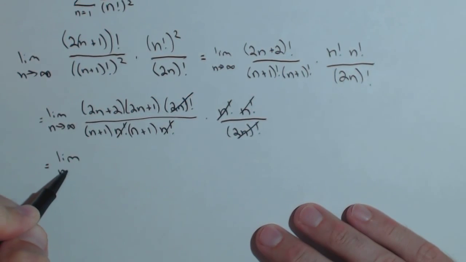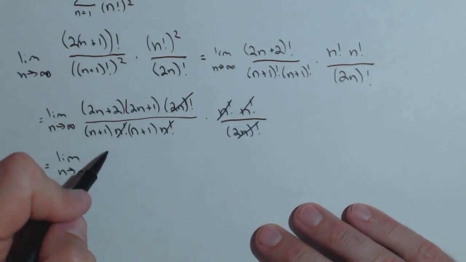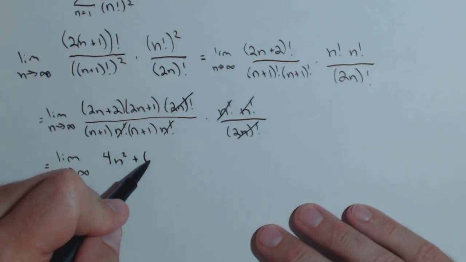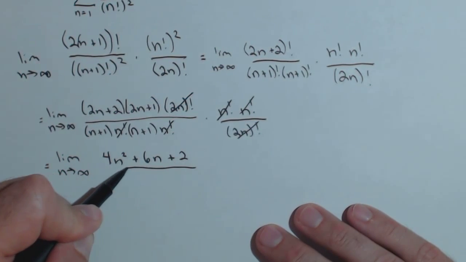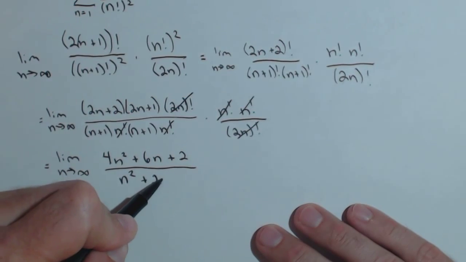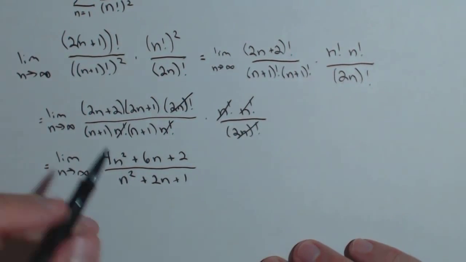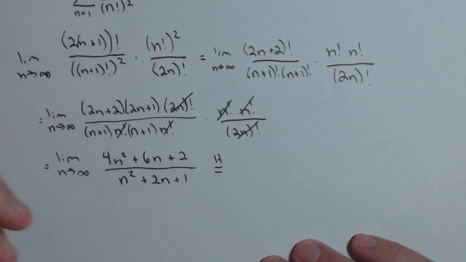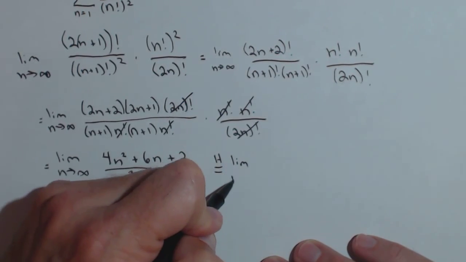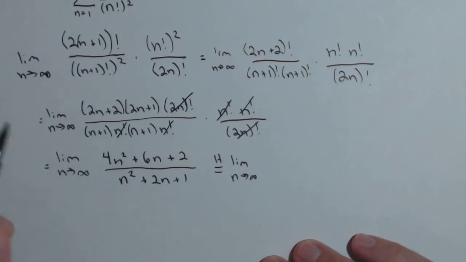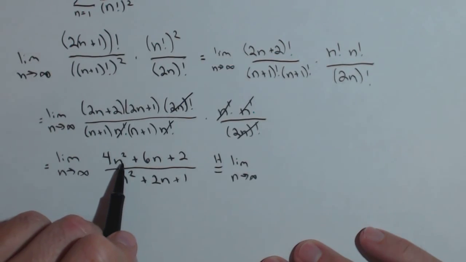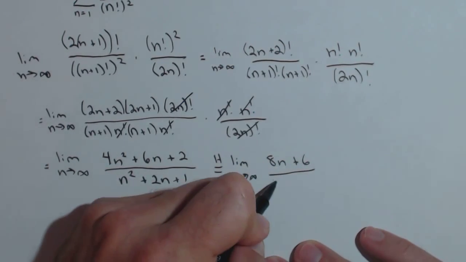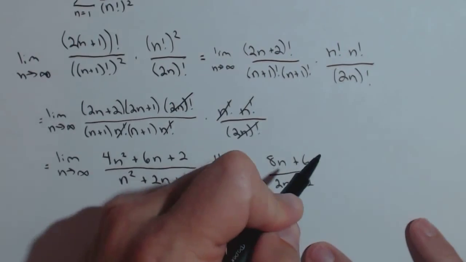We have the limit as n goes to infinity, and if we want we could multiply these out. So 4n squared plus 6n plus 2 over n squared plus 2n plus 1. If we want, we could do an application of L'Hopital's rule. Some of you might know it already, but if you didn't, there's nothing wrong with using L'Hopital's rule or dividing everything by n squared. There's a bunch of different ways you can go about it. You're going to get 8n plus 6 over 2n plus 2.